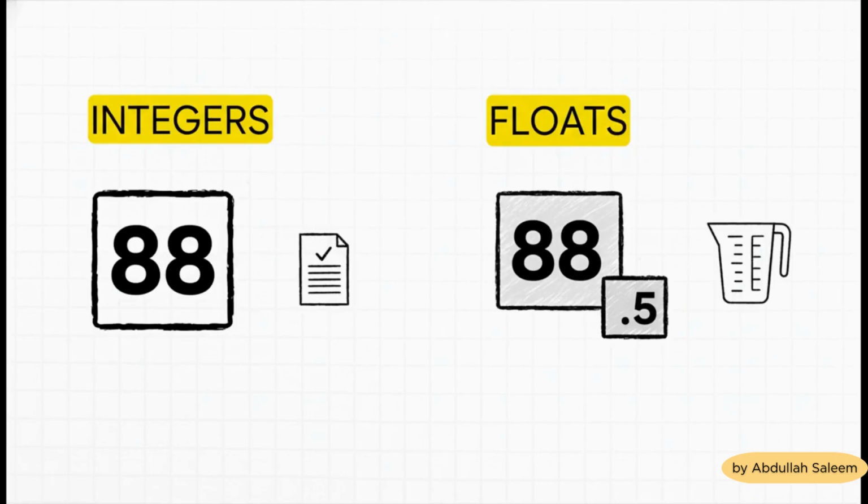And this is why the type is so important. Your score on a test might be a nice whole number, an integer like 88. But if you're calculating something precise like your overall percentage, you need a float like 88.5. If you used an integer there, you'd lose all that decimal information and get an inaccurate result.